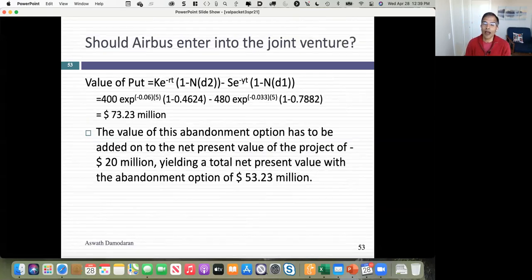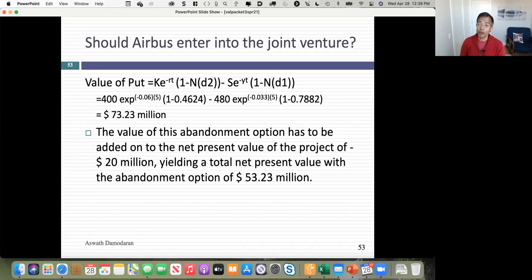I plug it in. The value that I get for this put is $73 million. I say, what does that tell me? As Airbus, I've given you a put option worth $73 million. Remember, your original net present value was minus $20 million. You stop. Now that I've given you this option, there are no guarantees that you'll join in. You effectively have a net present value of plus $53 million, minus 20 plus the value of the option.